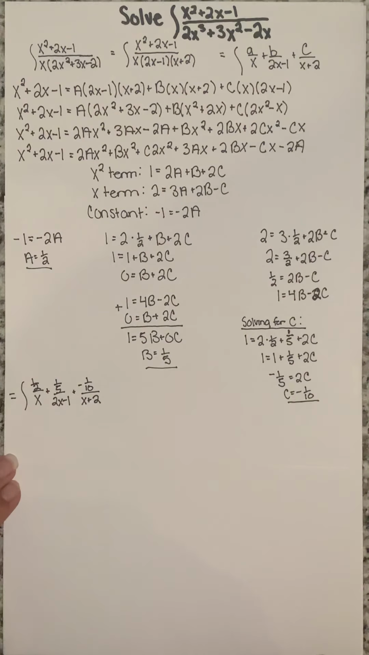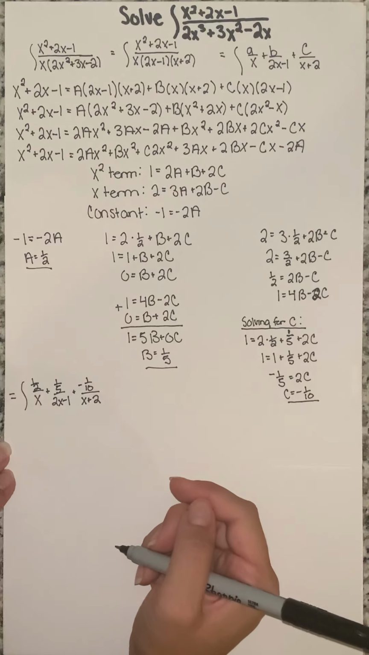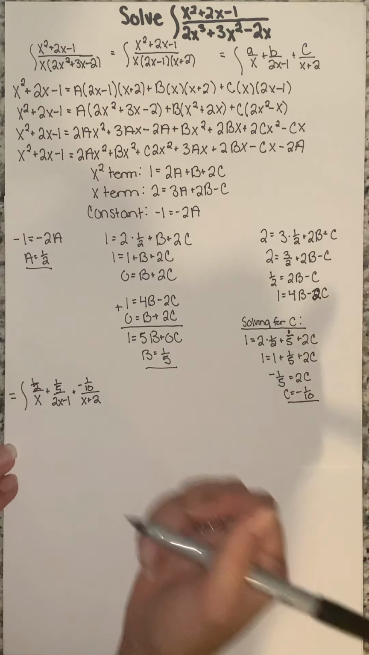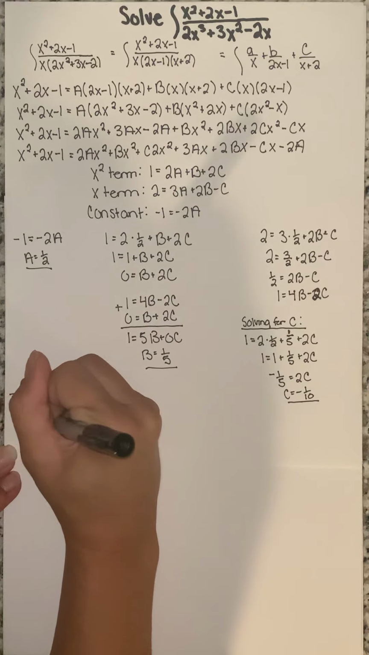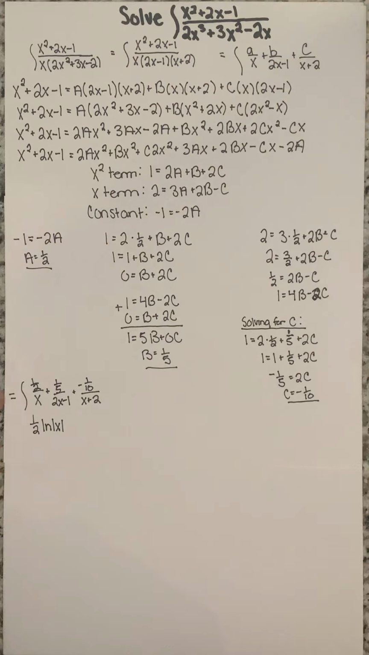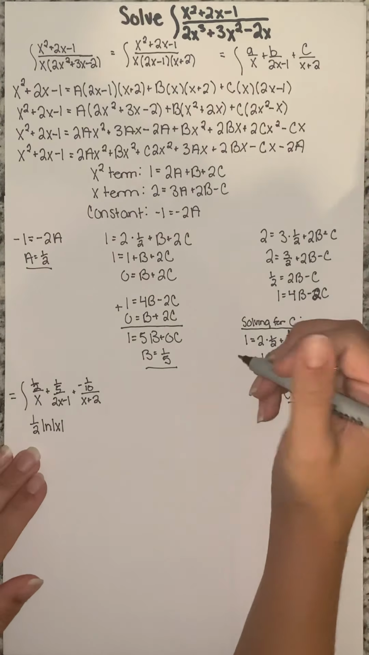Now we can solve the integral. First, we're going to want to solve the integral of 1/2 over x, and we will see that this is a relatively easy integral to solve, and it's just 1/2 the natural log of x. However, to do 1/5 over 2x minus 1 is a lot more complicated, so I'm going to solve it over to the side.